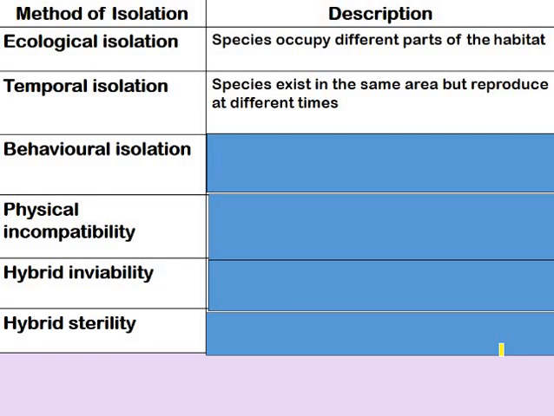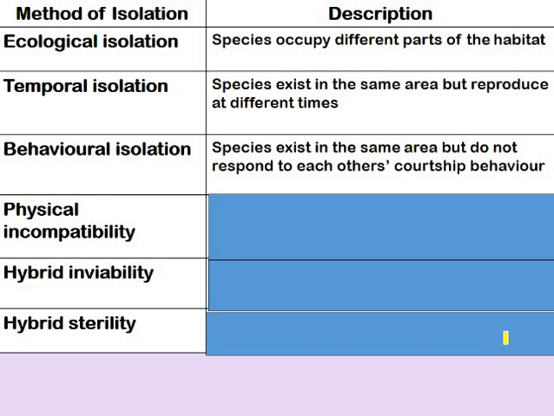It could be temporal isolation. Species exist in the same area, but they reproduce at different times. This could be something like frogs. Some of them may do their courting calls right in the morning, whereas the others do it late at night, so they never actually encounter each other. Behavioral isolation. The species exist in the same area, but they do not respond to each other's courtship behavior. So there might have been a slight change. If this was a bird, the dance might look different, or the call might sound different, and so they are not attracted to each other.